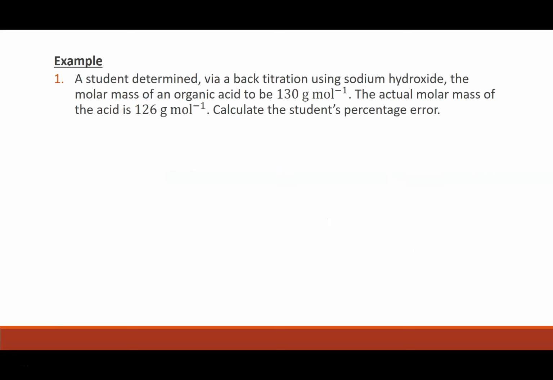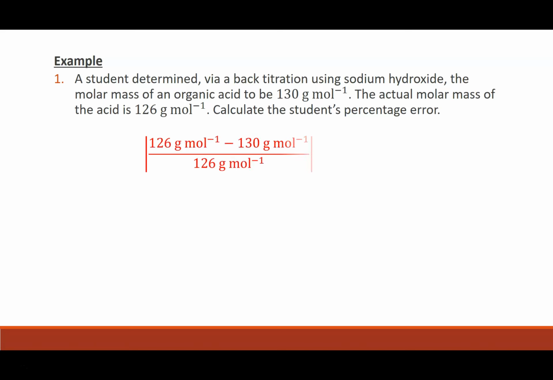Let's look at an example of how a percentage error is calculated. A student determined, via a back titration using sodium hydroxide, the molar mass of an organic acid to be 130 grams per mole. The actual molar mass of the acid is 126 grams per mole. Calculate the student's percentage error. Since 130 is what the student determined in the lab, 130 is the experimental value, and the actual molar mass of 126 is the literature value.